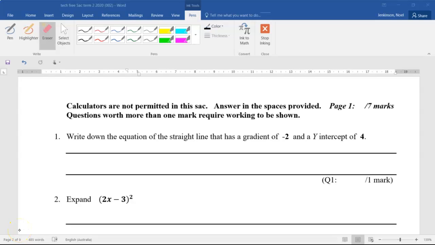Hello boys, I'm just going to provide the solutions to the Tech Free SAC in Maths Methods Year 11. I'm going to do that a page at a time, and I'm going to use inking to do that.